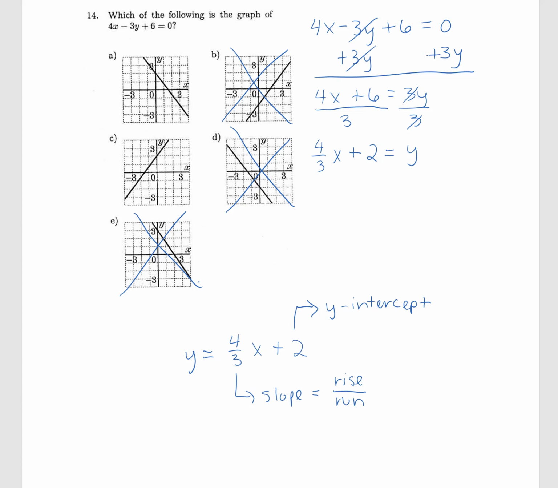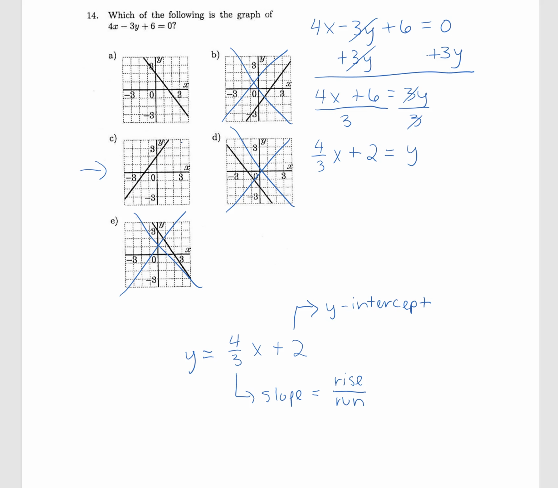But A and C are both crossing the y-axis at positive 2, so they are potential options for the graph of this equation. Okay, so now we're going to look at our slope, and actually we can just look at the sign of our slope to figure this out, because we know that our slope is positive. So that means that y should be increasing as x is increasing, and that's telling me that C is the right answer because the slope is positive in this case.